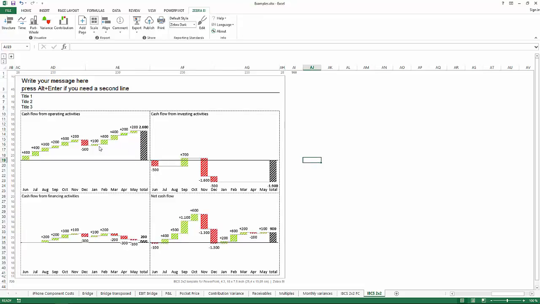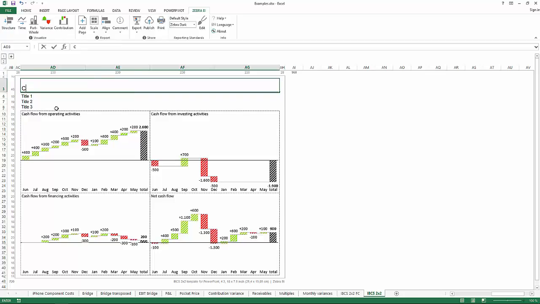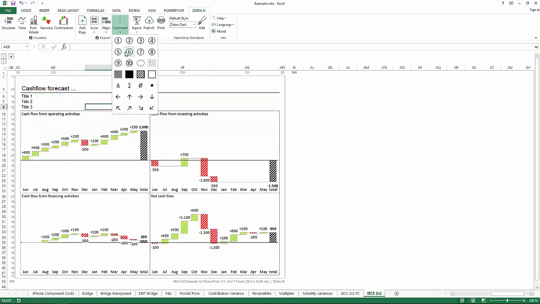They're all scaled. They're exactly on the position where I want them to be. Now you can just type your message here about the cash flow, about your cash flow forecast. You can add, of course, again some comments.